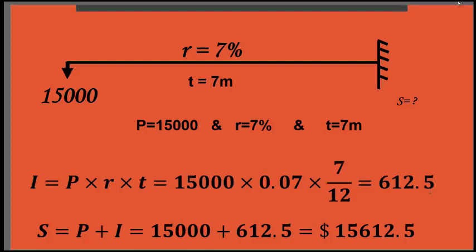We can get S by another equation, S equal B times 1 plus RT, B equal $15,000 times 1 plus R equal 7% by T equal 7 over 12. So S will be equal $15,612.5.